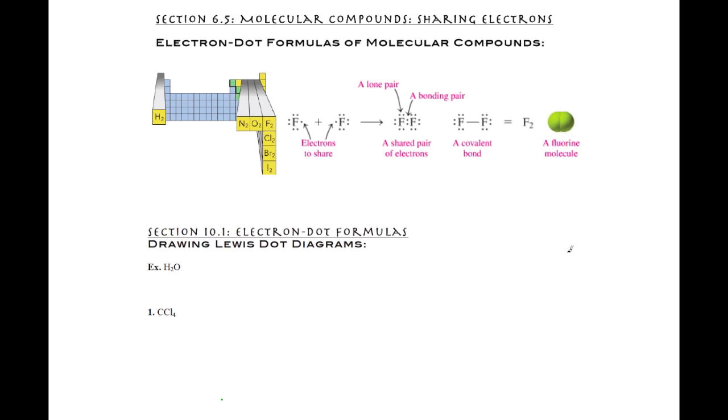Alright, so as we get started, I wanted to quickly review the difference between molecular compounds and ionic compounds. When you have an ionic compound, the reason why it formed is because an ionic bond formed. Now, an ionic bond results when a metal loses electrons, so metal loses, and a nonmetal gains.